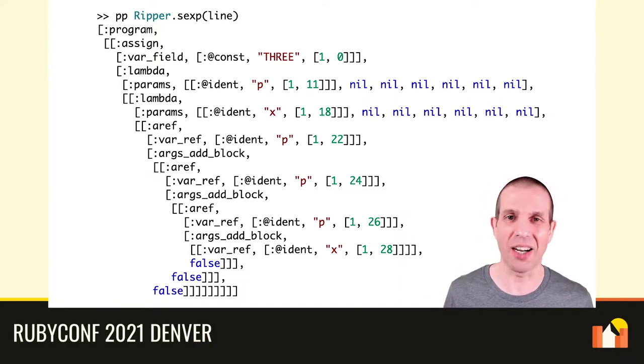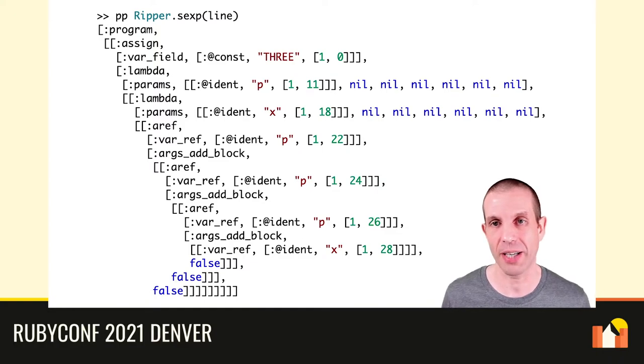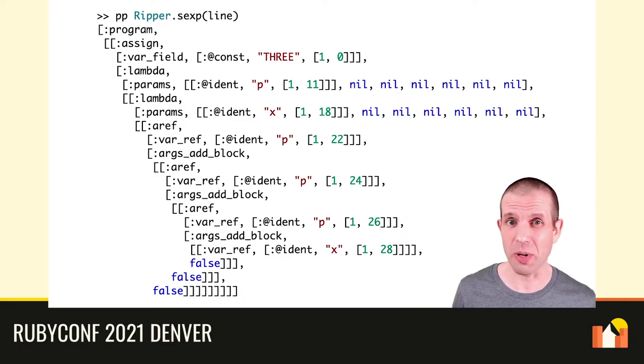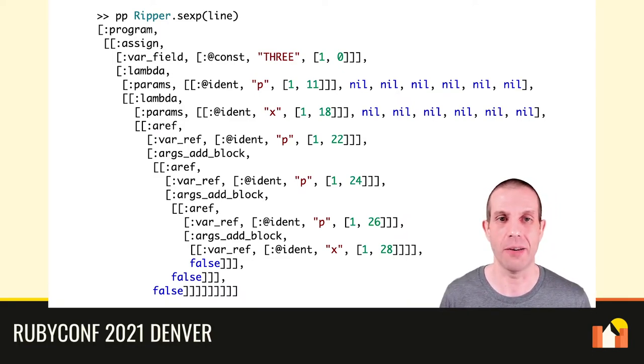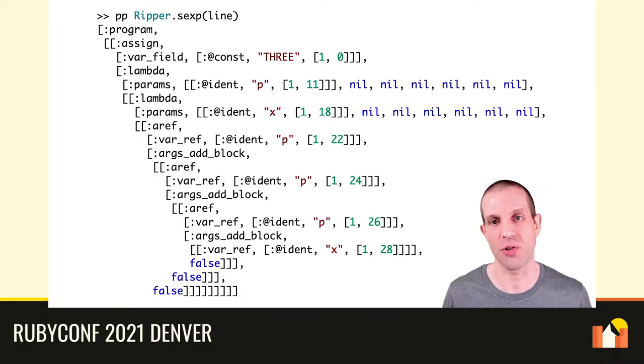But I don't think either of these options is very good. The first one only works on MRI because YARV is MRI specific. The second one only works if we have the source code of our proc available as a file, which in general we might not if it's been constructed at runtime. So I'm going to suggest a third option, which is to use the behavior of a proc to reveal its inner structure.